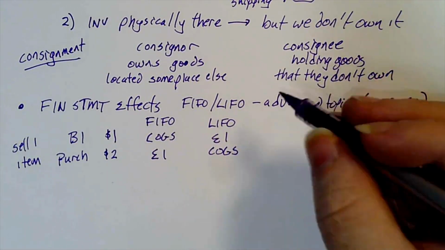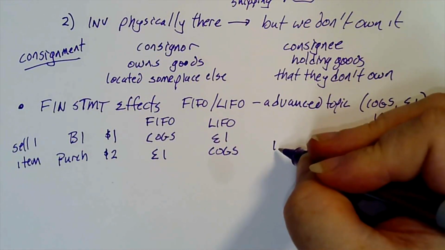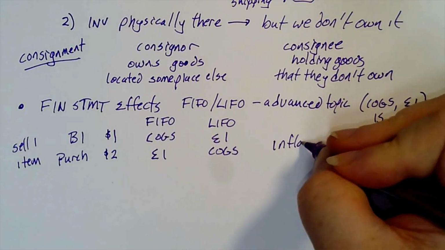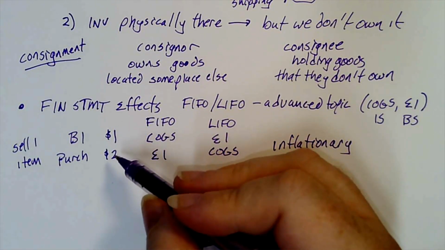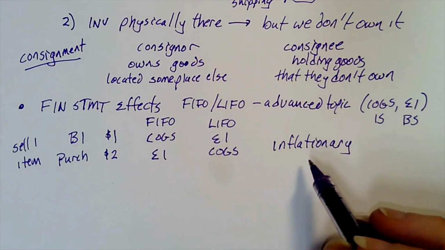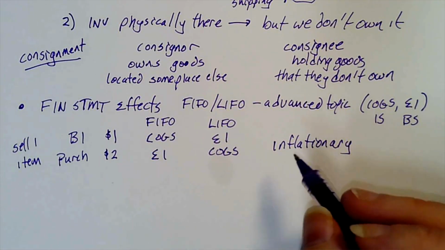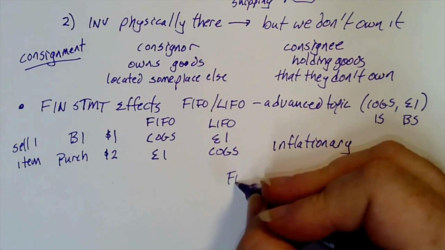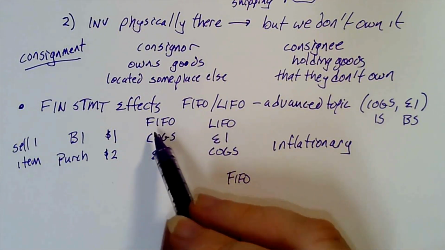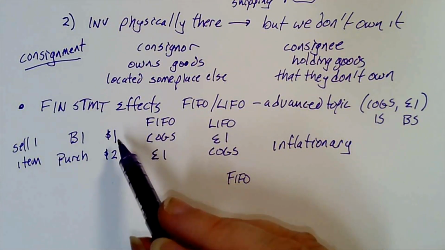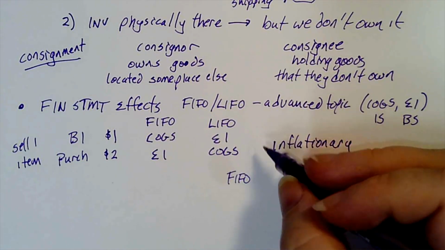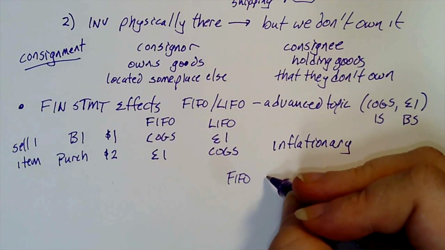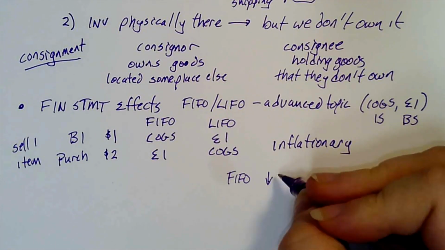So during inflationary times, right? This is inflationary because it's going from $1 to $2. During inflationary times, FIFO, you look at the difference. FIFO will have COGS of $1 and LIFO will have COGS of $2. So FIFO, the COGS will be lower, right?